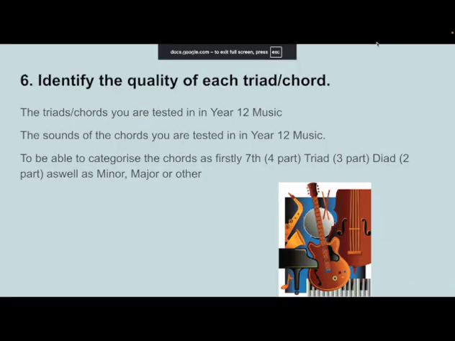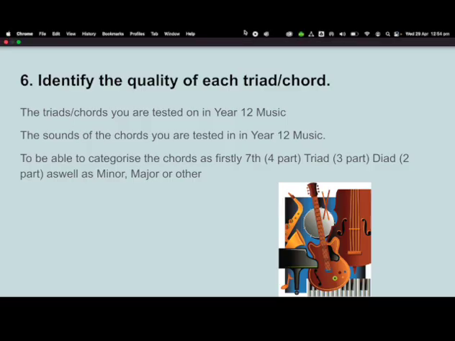We need to know what triads and chords you are tested on in year 12. You probably need to know what is a triad and what is a chord. So a triad is a 3-note chord, and a chord is a 4-note chord or a 7th chord. We also have a 2-note chord, a dyad, which is a power chord, which is really just an interval. You need to know the sound of the chords you were tested on in year 12, and to be able to categorize the chords as 7ths, triads, dyads, as well as major, minor, or other.